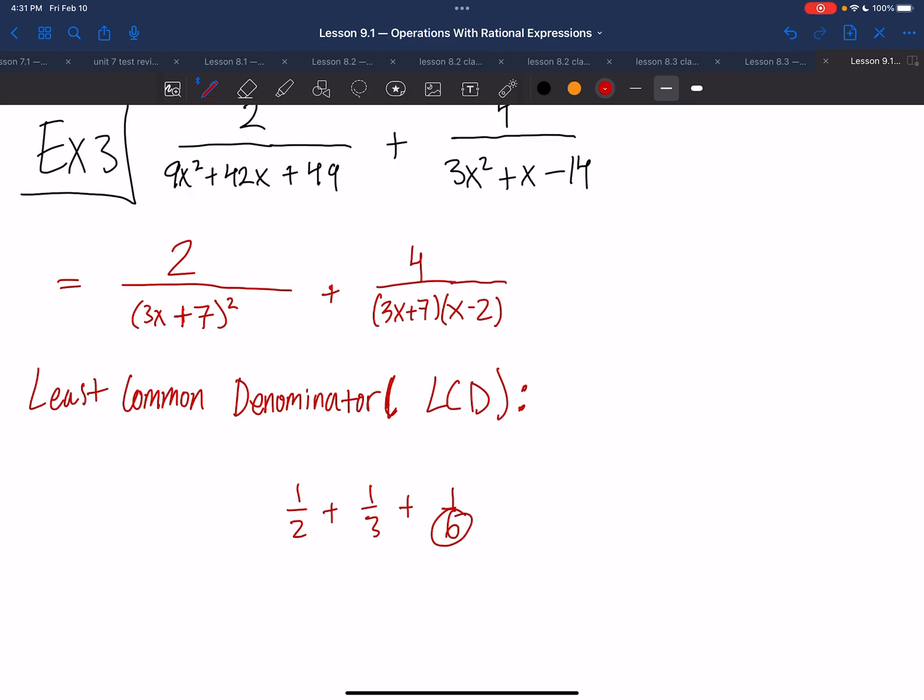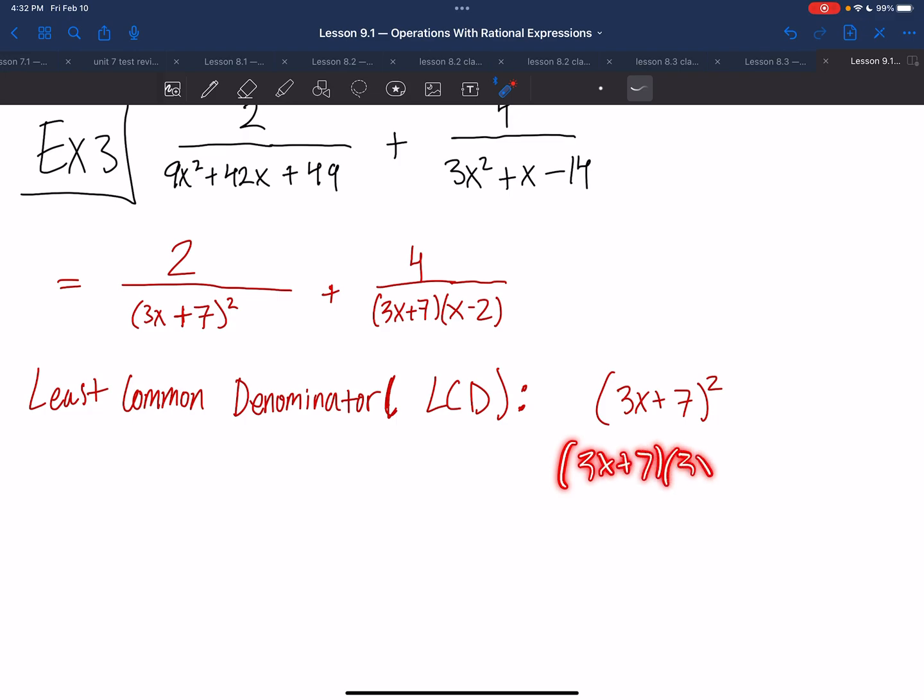So what you want to do to find the least common denominator is just think about how many factors you need. You look at your factors and think about what's missing. If you look at our first denominator, I know that I need (3x+7) squared in the denominator. Then if I look at this denominator, I need a 3x+7 and an x-2. Well, this squared already includes a 3x+7, because it's 3x+7 times itself. So one of those is already included, and I don't need to add another. But I don't have an x-2, so I need to tack that on. So I put an x-2 here.